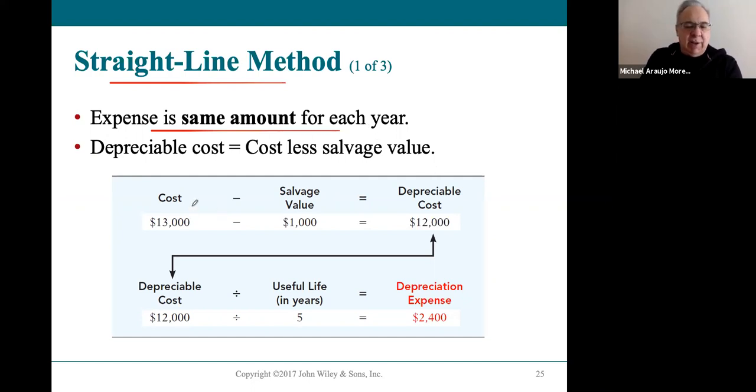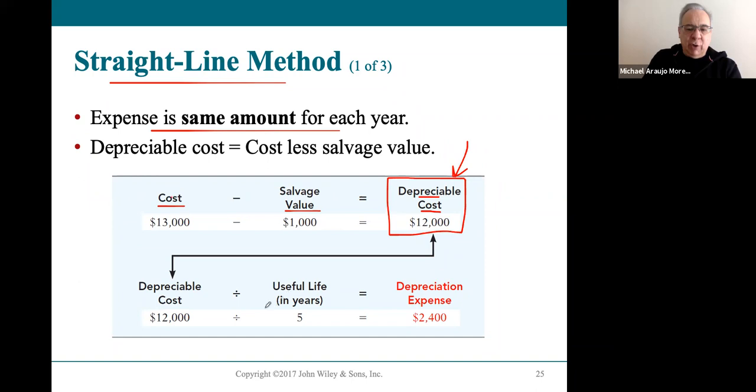And we take the cost of the truck, which is $13,000, subtract out the salvage value of the truck, which is $1,000. So how much of the truck are they going to use in the business? 12,000. That becomes the depreciable cost. You can only depreciate what you've used, right? You can only expense what you've used. And so this is going to be what they're going to use in value of the truck.